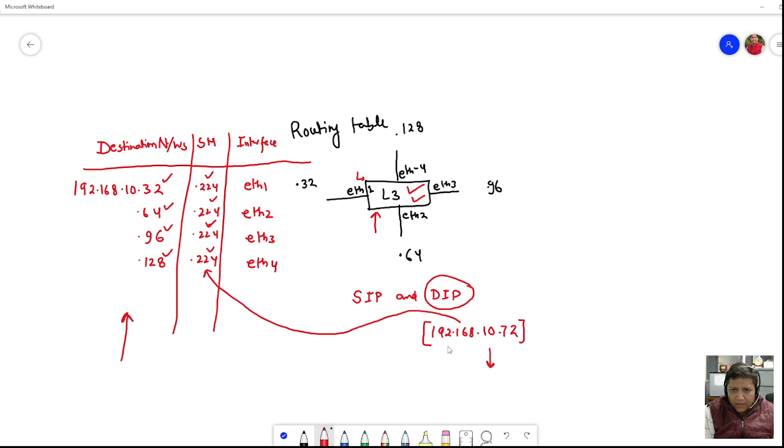If I apply the bitwise AND operation, what will come? Dot 64 will come after applying the subnet mask, which will match with this entry. So L3 will switch this packet from here to here, eth2. Now let's see what will happen at eth2. At this interface, what will happen?